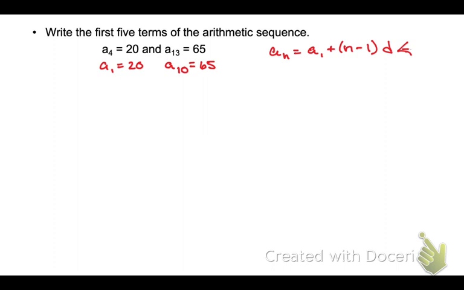Yeah, a sub 1 would be 20, right? N would be 10, minus 1. And the a sub n would be the amount, because we actually have it, which would be 65.